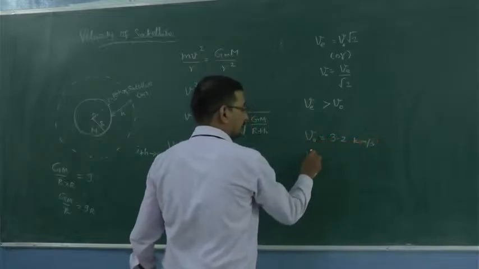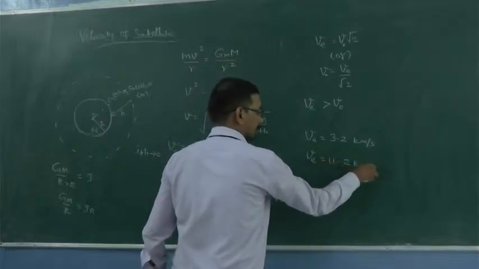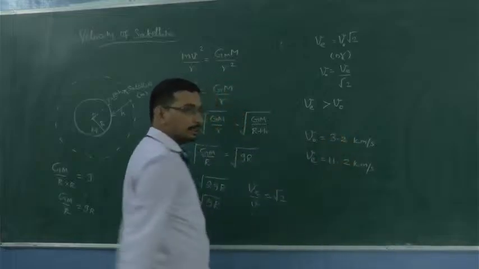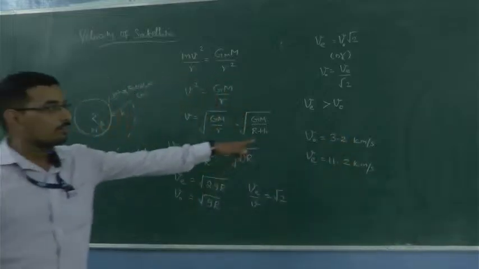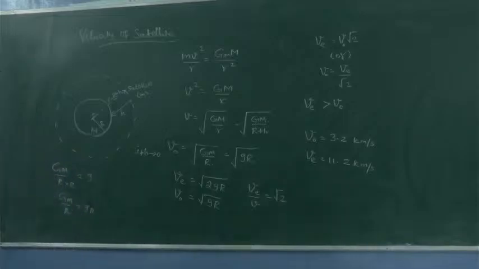You know very well the escape velocity. Escape velocity is 11.2 kilometers per second. Orbital velocity is lesser than escape velocity. This is our satellite velocity. The satellite is revolving at a speed of 3.2 kilometers per second.